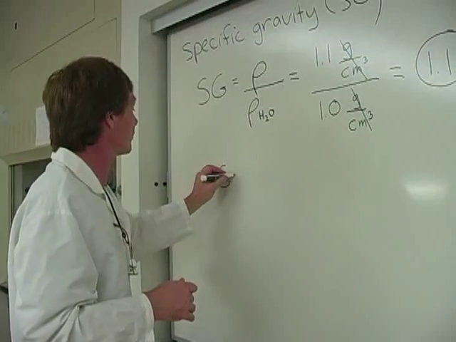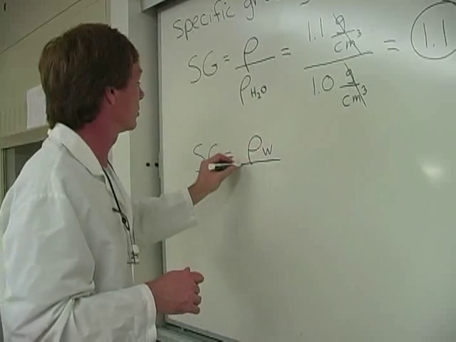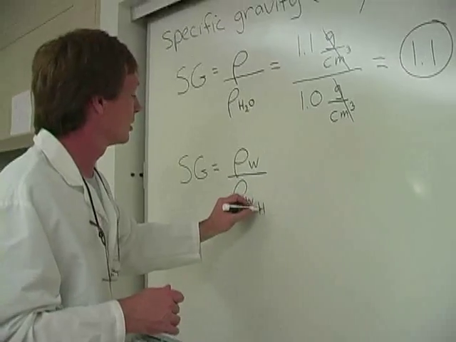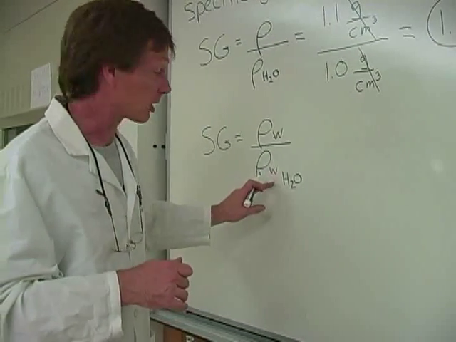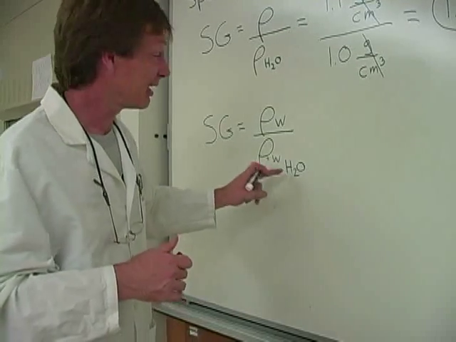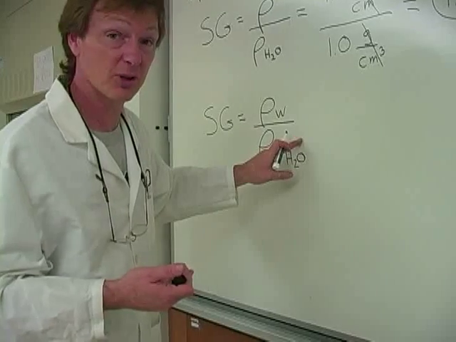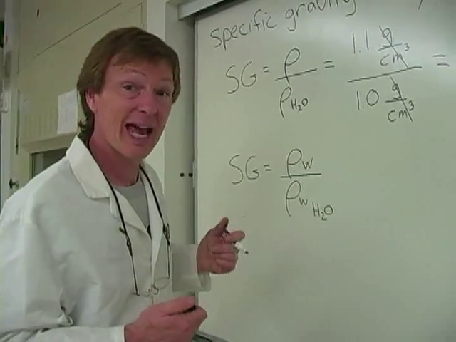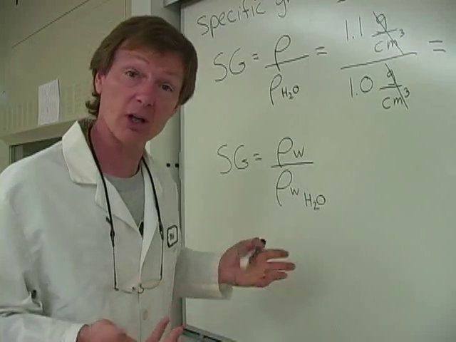Specific gravity is also weight density over the weight density of water. Remember that the W stands for weight, not water. That's why I use the H2O. And again, you're going to have like pounds per cubic foot over pounds per cubic foot. So they'll cancel out. So specific gravity has no units. We generally measure specific gravity with an instrument called a hydrometer.